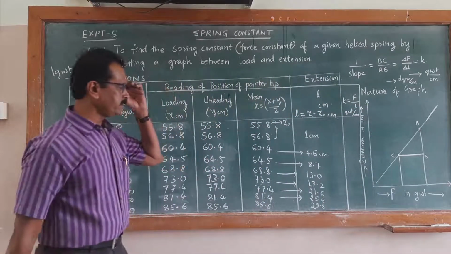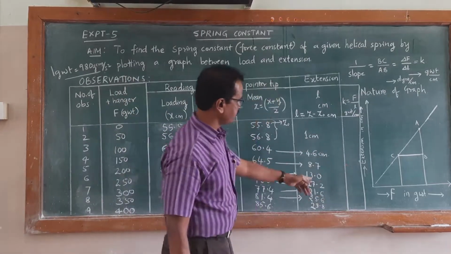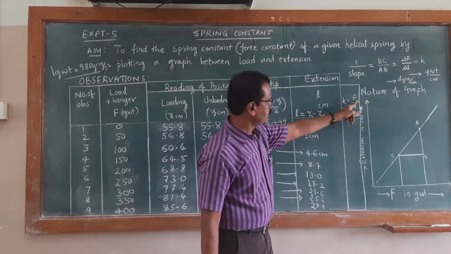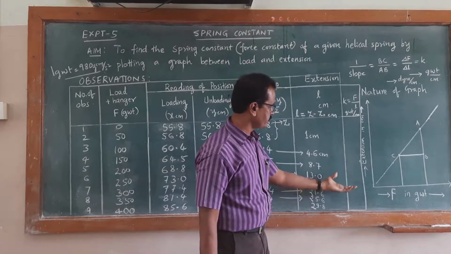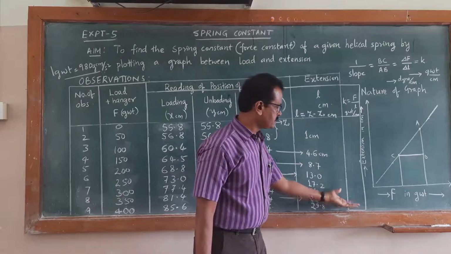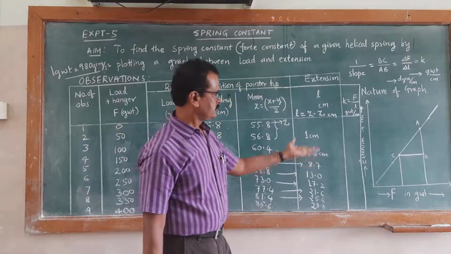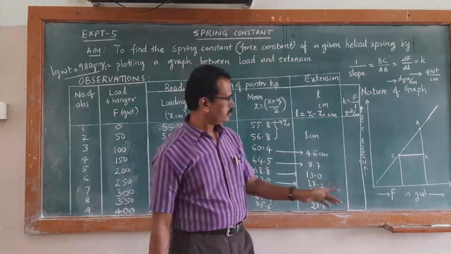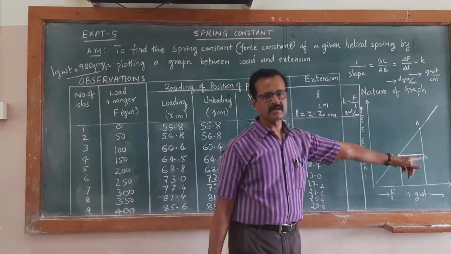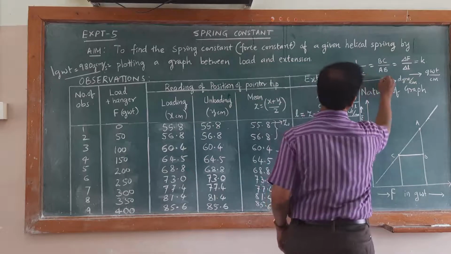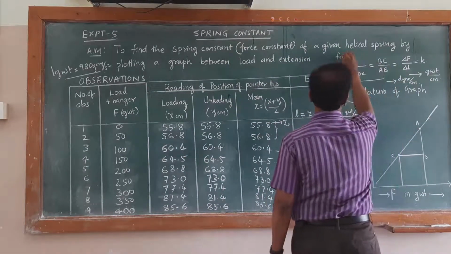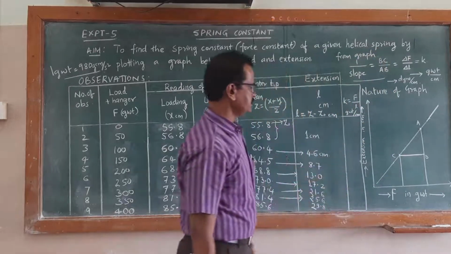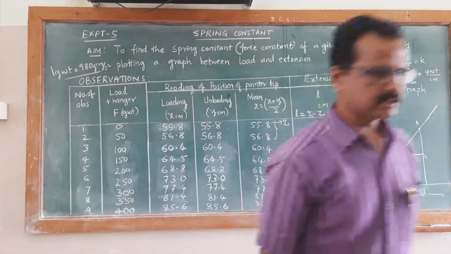So you can just verify these values. For every step you are going to have the force constant, that is spring constant, equal to load divided by extension. For every value you get the observations, and then take the mean of all these observations. Verify that mean value with the value that is obtained from the graph. This is from the graph, and this is directly from the experiment.